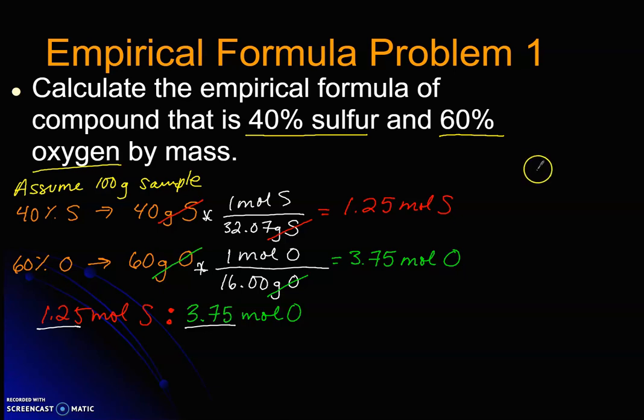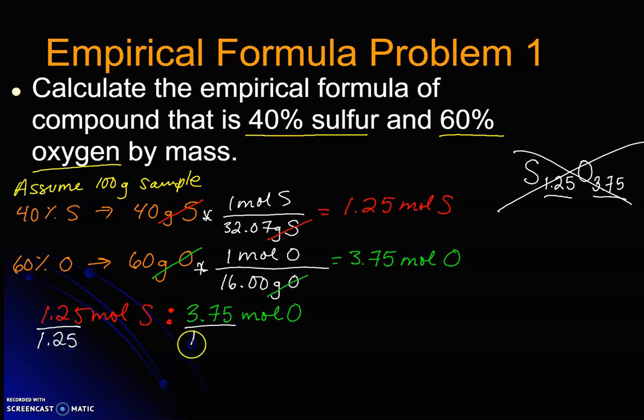ratio. I can't have a formula that is S1.25 O3.75. These are not whole numbers. I can't split these atoms, so this doesn't work. So which is my smaller number here? 1.25 or 3.75? 1.25 is the smaller of the two numbers. So divide this. This is 1 mole of sulfur for every 3 moles of oxygen.